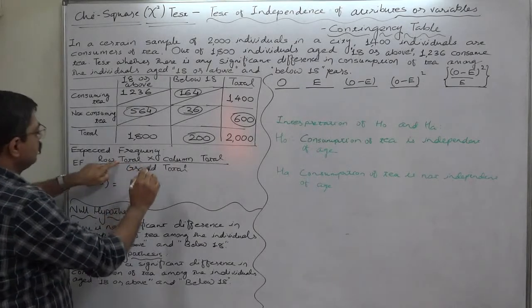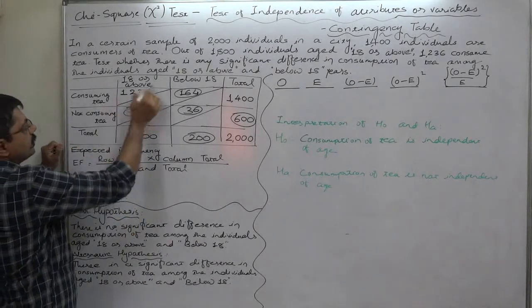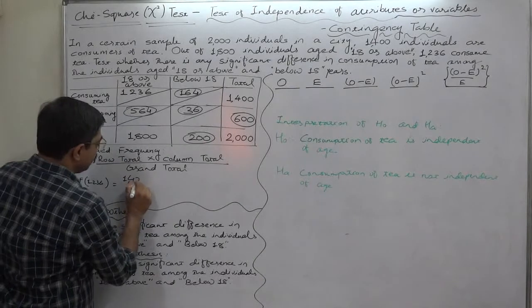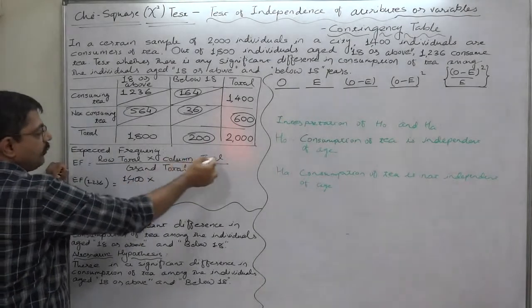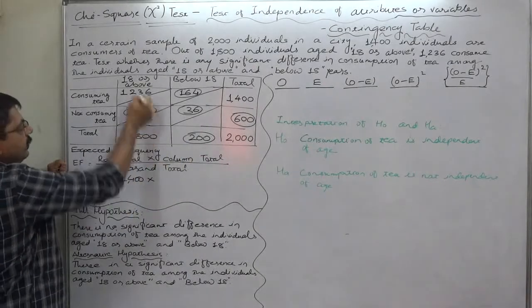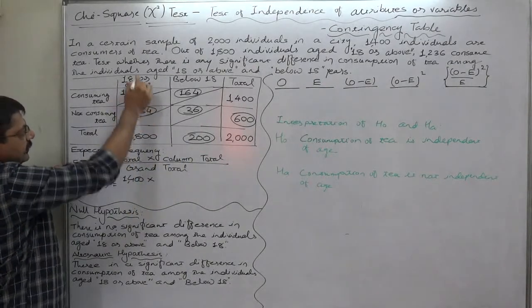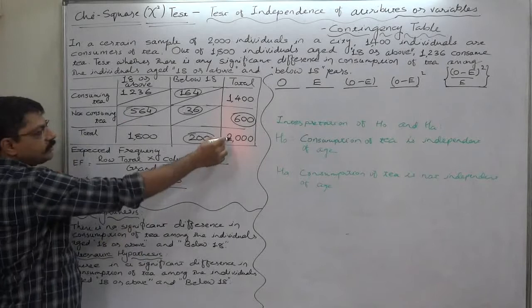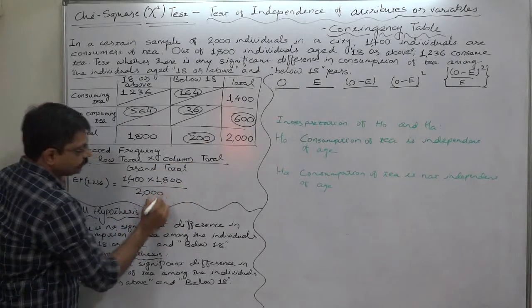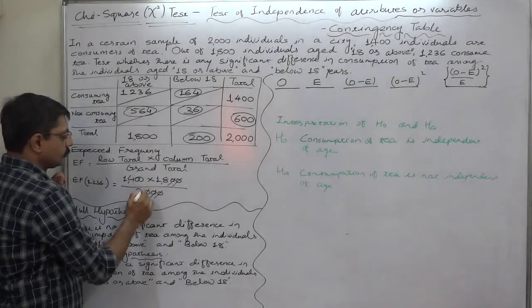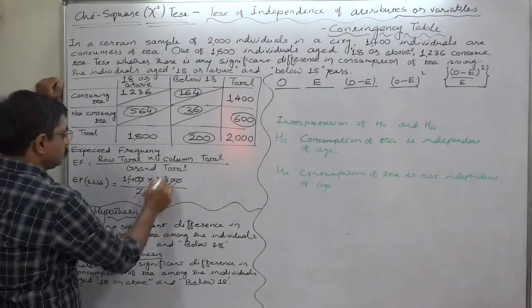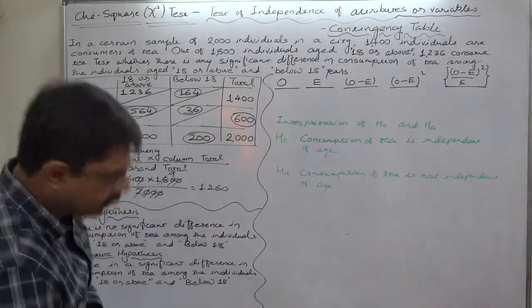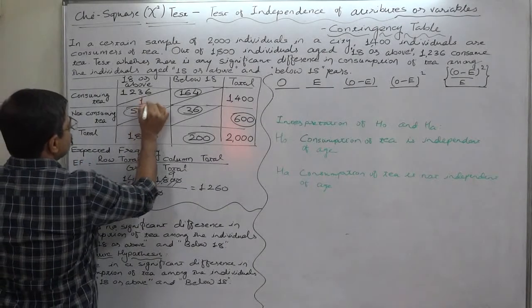Row total means the total of the row in which 1236 is there. That means the total of this row. It is 1400, multiplied by the column total. What do you mean by column total? Total of the column in which 1236 is there. That means the total of this column is 1800. Divided by the grand total, meaning the grand total of the whole table. It comes to 1260. Let me use the pen of another color. 1260.